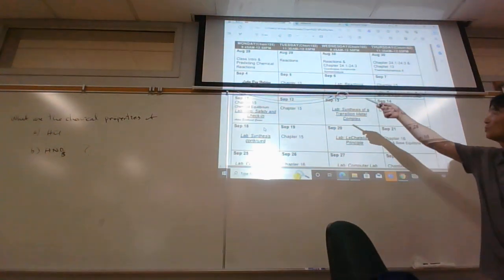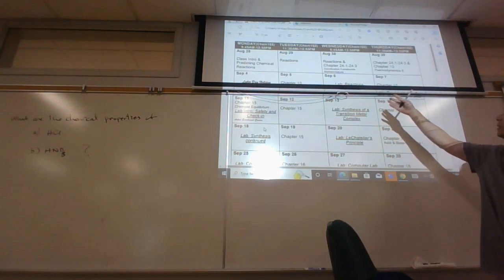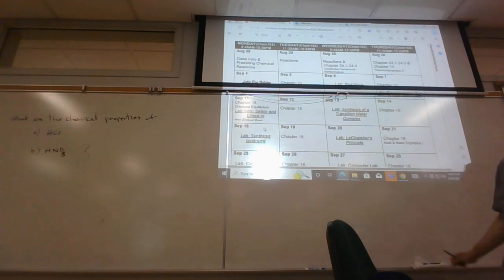So the first week here, we're going to cover reactions, and then we're going to jump to chapter 24, which deals with coordination compounds. It's a different type of compound, and we need to learn how to name these. So we're just going to do 24.1 through 24.3, a little bit about the structure, and then mostly focus on recognizing and naming coordination compounds.